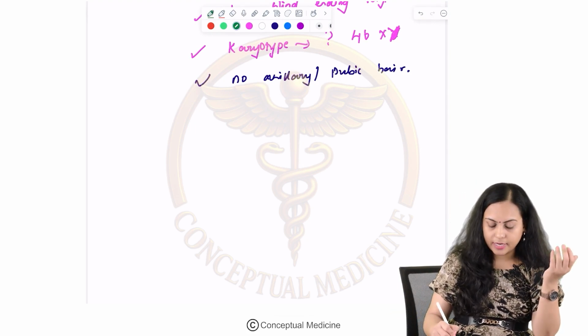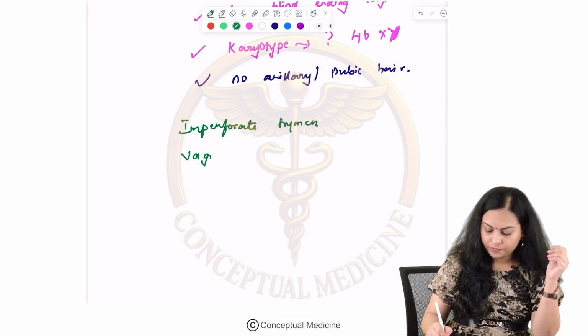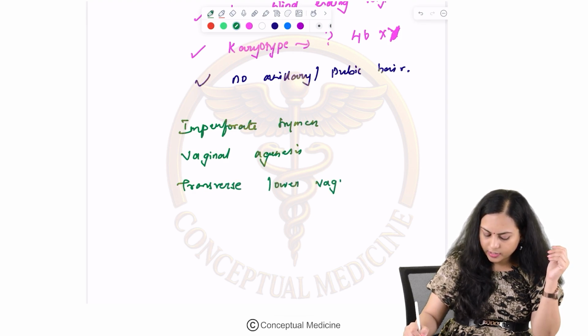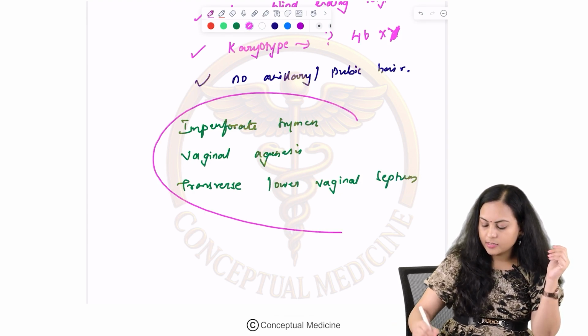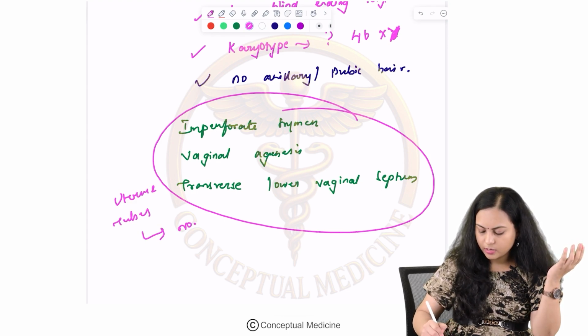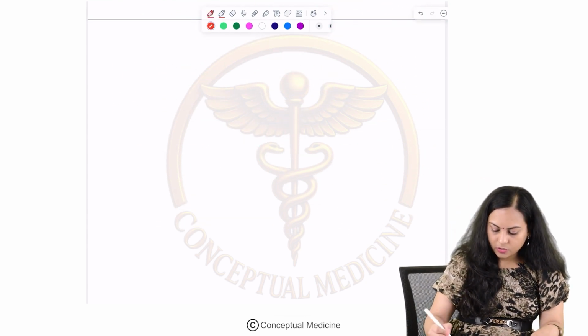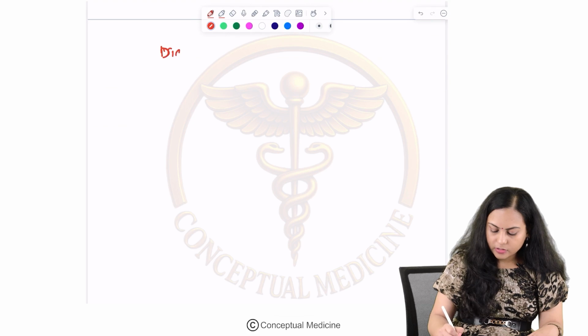Other differential diagnosis may include imperforate hymen, vaginal agenesis, or a transverse lower vaginal septum. Okay. In all these cases, the uterus and tubes are going to be normal. Clear? Right. So, how you can go for diagnosis of this condition?